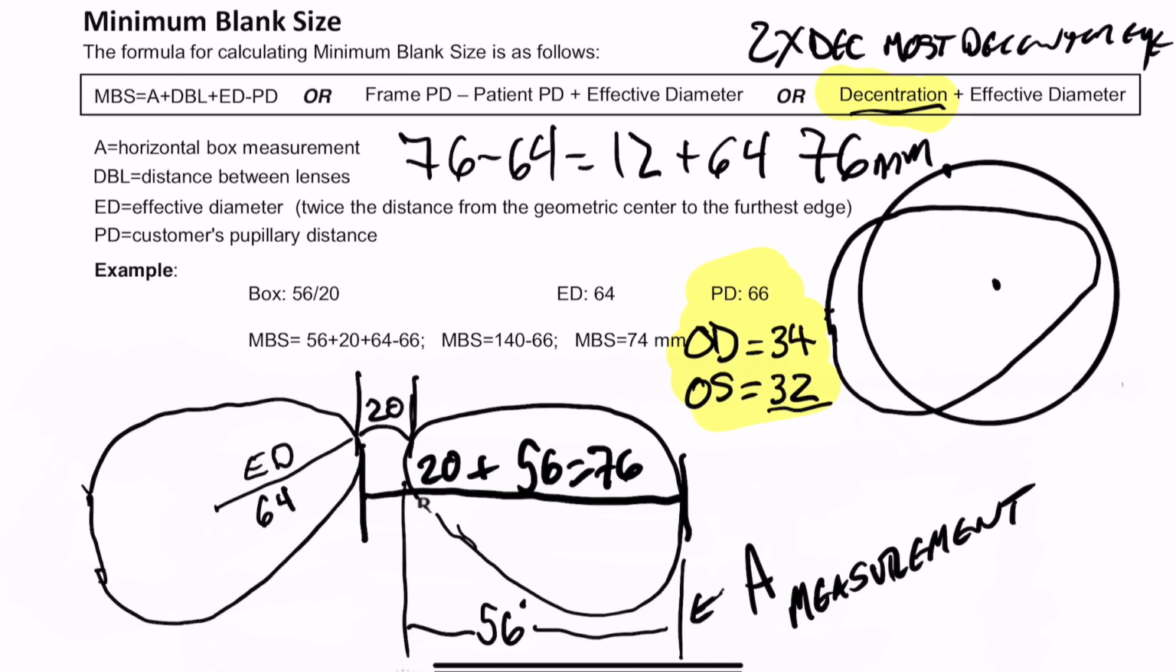So just be aware that if you have a monocular PD, you need to take special care to use twice the decentration of the most decentered eye.